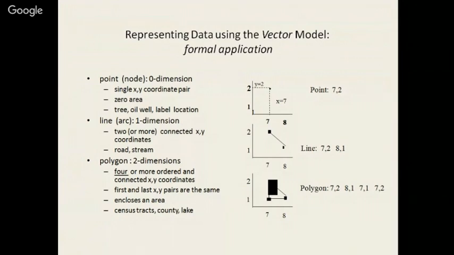And thirdly, we have polygons, which have four or more connected xy coordinates. The first and the last xy pair are the same, which means that where a polygon starts, it ends there. That results in the formation of the polygon. For example, in the third figure, polygon 1 starts from coordinate 7, 2, and it ends at the same coordinates, thus forming a polygon.